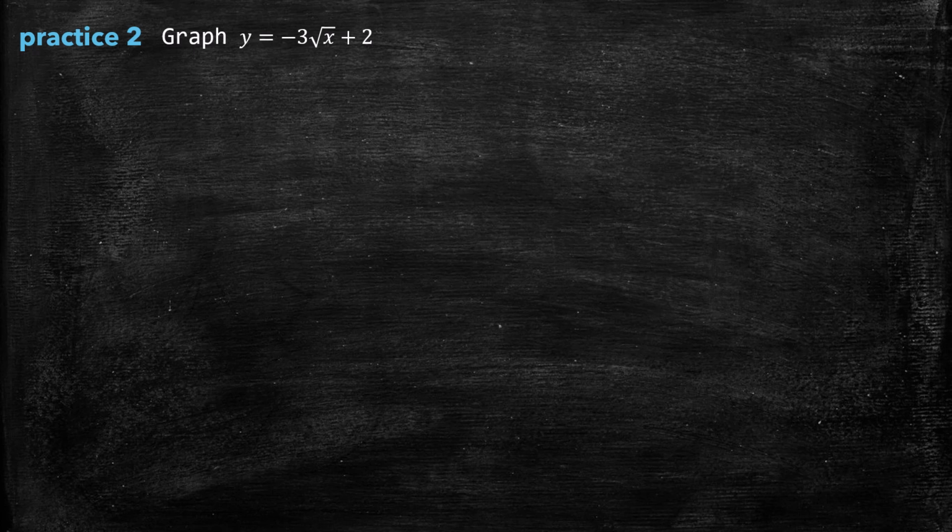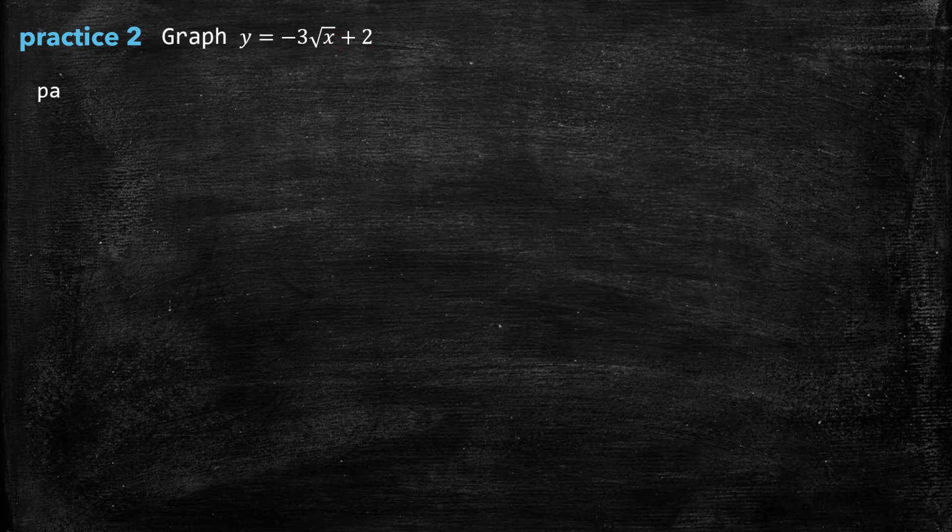For our next practice problem, this negative outside here is a reflection over the x-axis. The 3 will be a vertical stretch of factor 3. Notice that there's nothing with the x under the radical sign, so that's going to be a horizontal translation of nothing. And plus 2 is a vertical translation up 2.